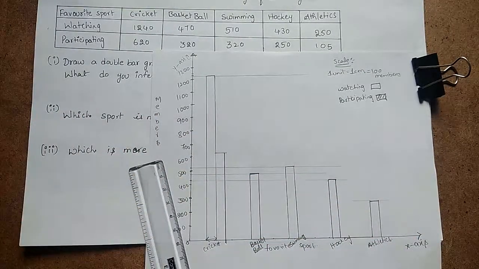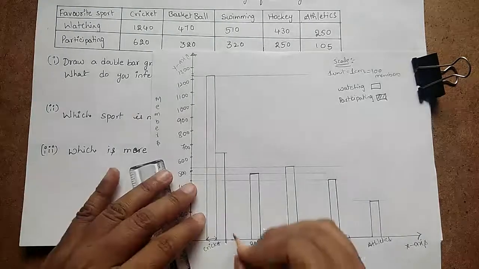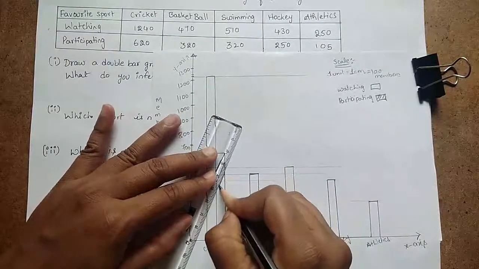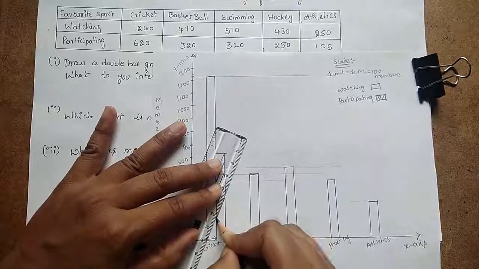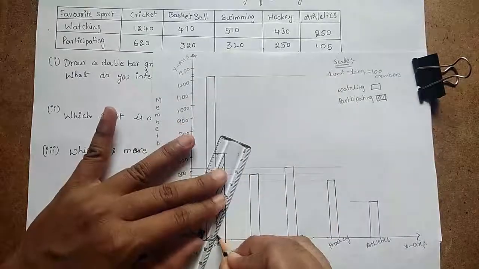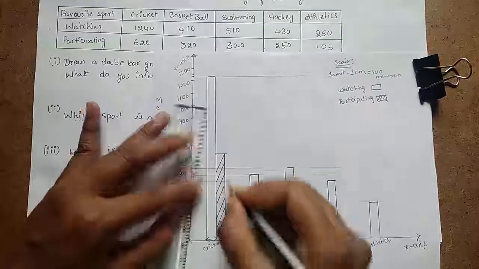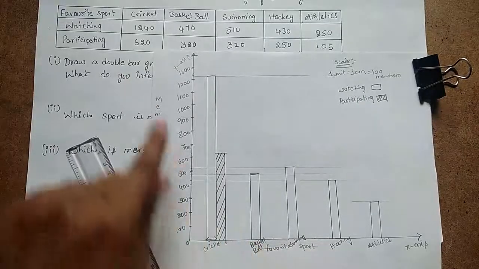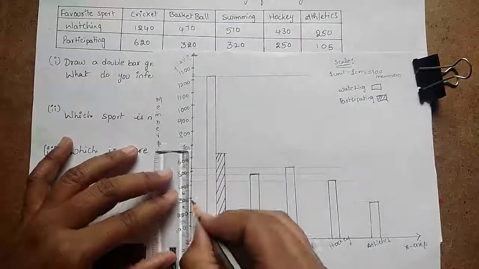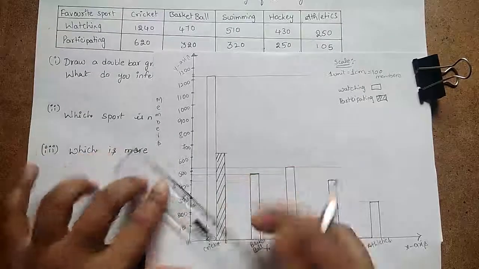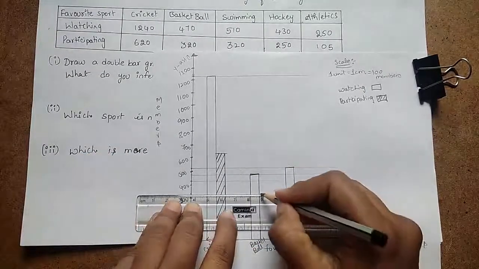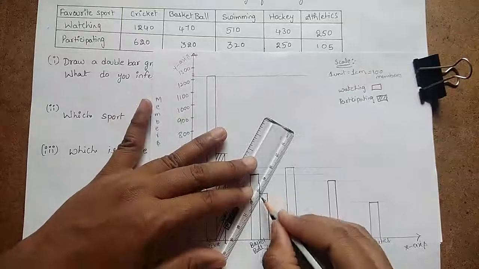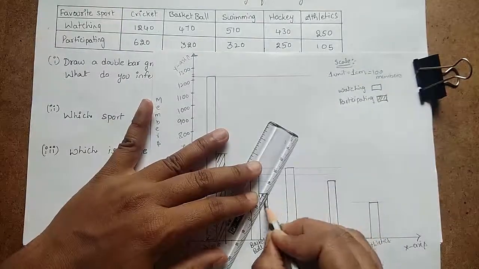So this is the cricket bar graph for the participating. So I am shading with cross lines, because we already mentioned in the scale that participating is a checkered box. So this was the participating. It was 620 for cricket. Next, basketball is 320. So this is the 300, and 20 is nothing but 2 centimeters above. Take a small line like that. Next, the same width we have to take for all the bar graphs. Make sure that participating has the checkered ones.